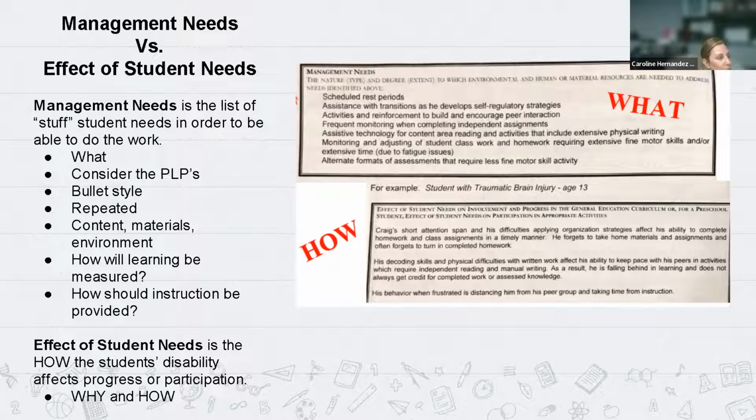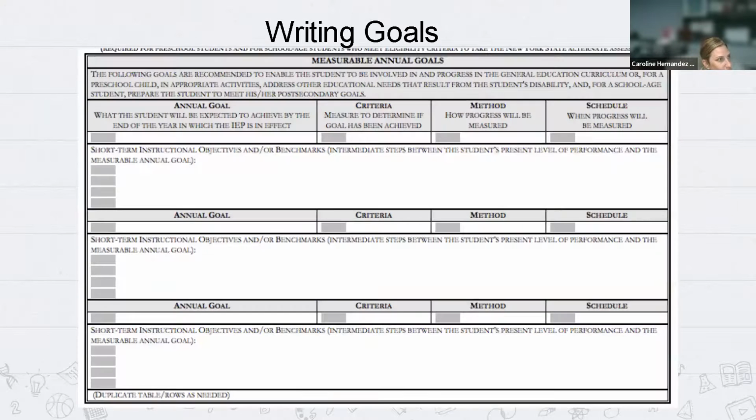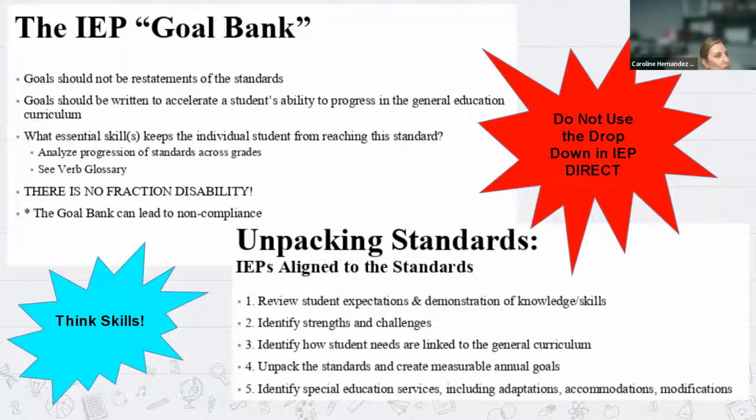So the effective student management needs is the how of the student's disability is going to affect their progress or their participation within the educational setting. And then with all that information, we're going to write those measurable annual goals. So measurable means that we want them to be able to be measured, monitored, and tracked. And annual suggests that we are not measuring them until the end of the school year.